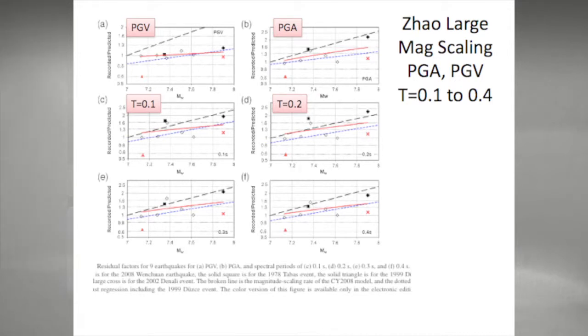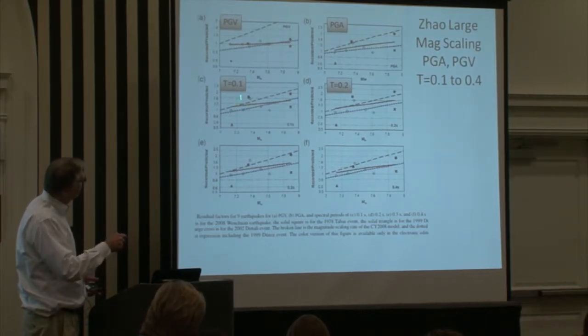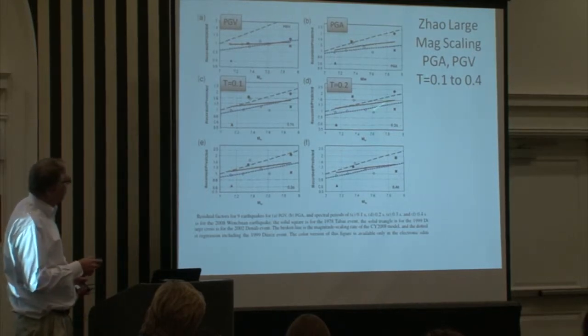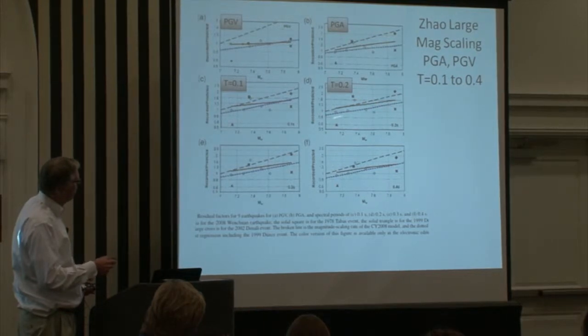So they have just shown here, their basics for this are residuals. These are their event terms. So each earthquake, each point here is one event. This is versus magnitude from 7 to 8. The dashed lines in here for reference are Chiou and Youngs' model. And then they did some fits. A couple of regressions are the red line and the dotted lines here.